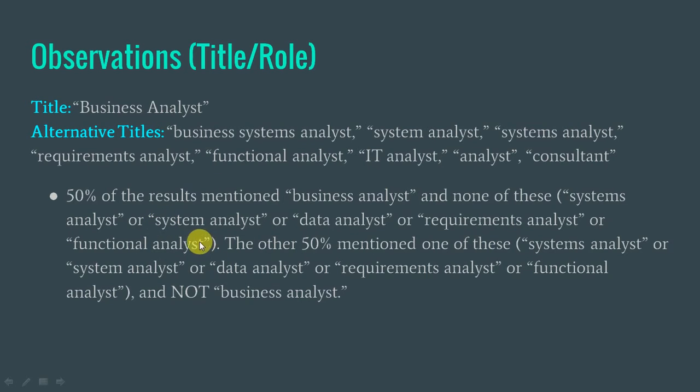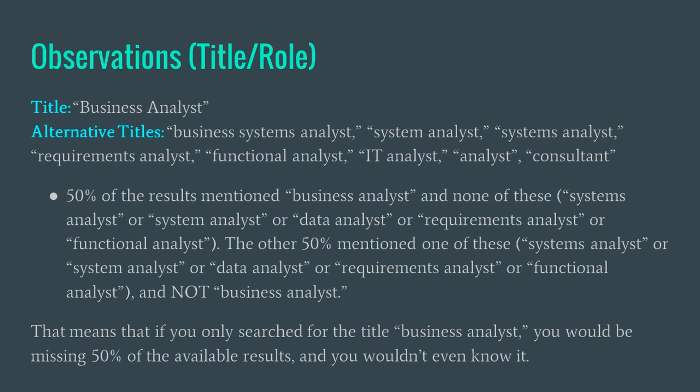So that's the importance of the alternative titles, the targeted alternative titles in your Boolean search. I hope you got it. If you have some questions with it, just let me know. So that means that if you only search for the title business analyst, you would be missing 50% of the available results, and you wouldn't even know it. That's why it's also important to consider some alternative titles in your Boolean search string.